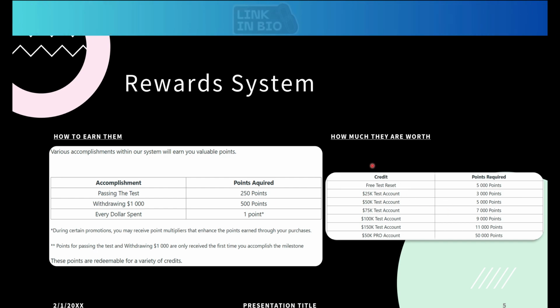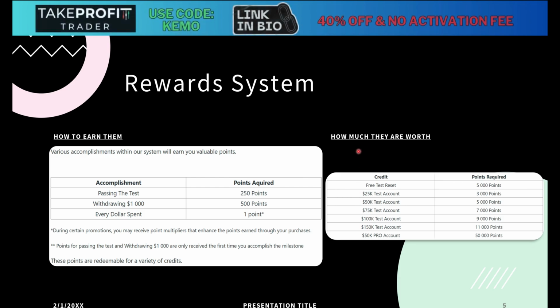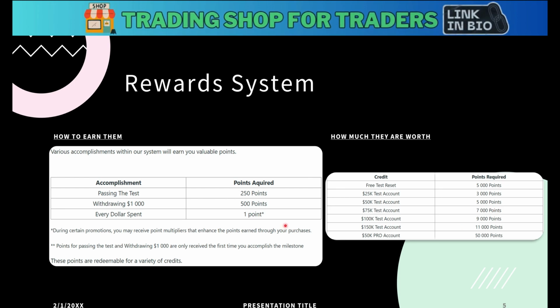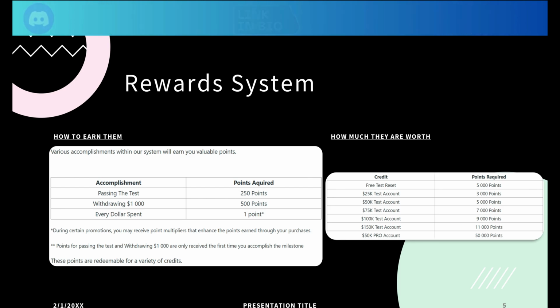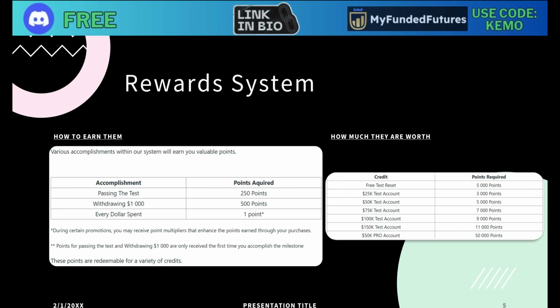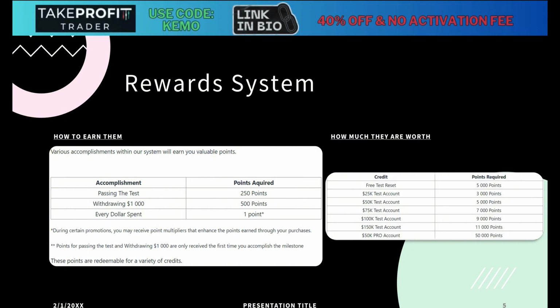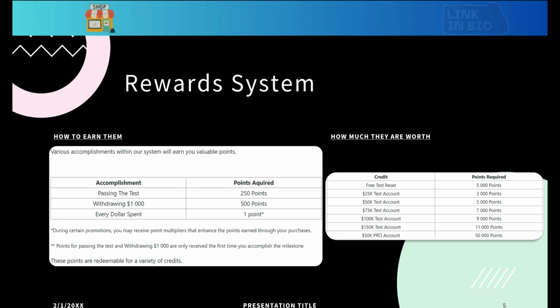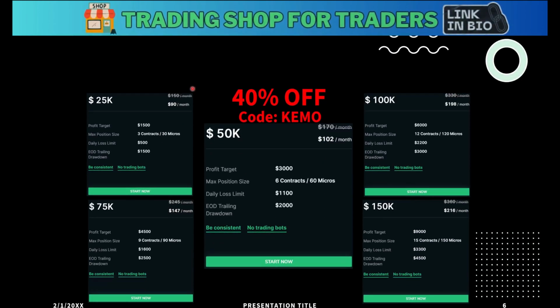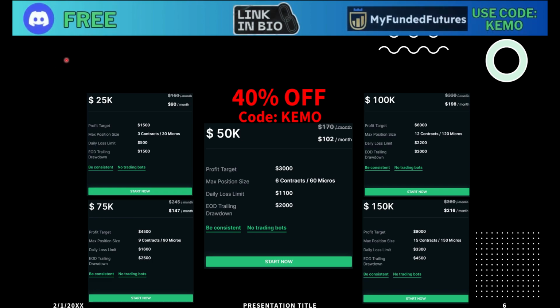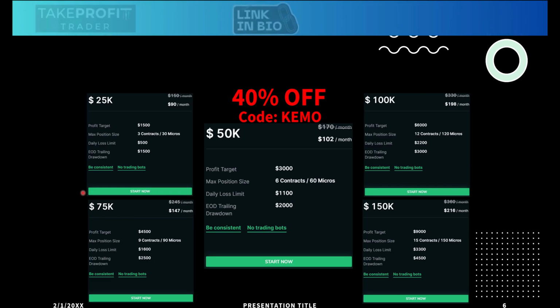And here is the other kind of test or the challenges and how much they are worth in terms of points. So this is pretty nice. They kind of reward you on how much you spend with them and some of the milestones that you achieve, which is pretty nice. Don't get me wrong. So here is a final summary and a final look at Take Profit Trader. Here is what they offer.